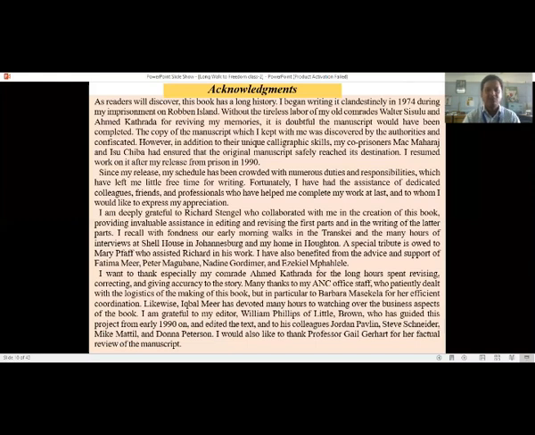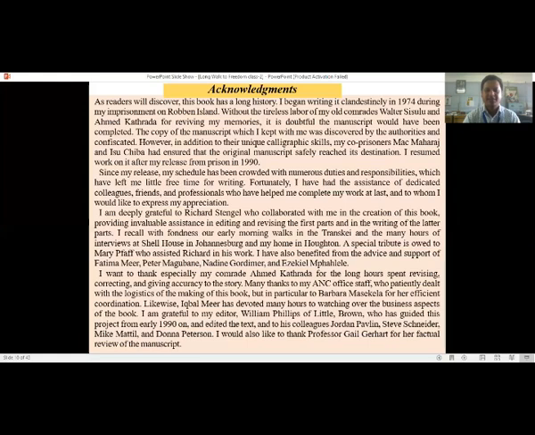I am deeply grateful to Richard Stengel, who collaborated with me in the creation of this book, providing invaluable assistance in editing and revising the first parts and in the writing of the later parts. He pays tribute to Richard Stengel here. Then he says, I recall with fondness our early morning walks in the Transkei and the many hours of interviews at Shell House in Johannesburg and my home in Houghton. A special tribute is owed to Mary Paff, who assisted Richard in his work.